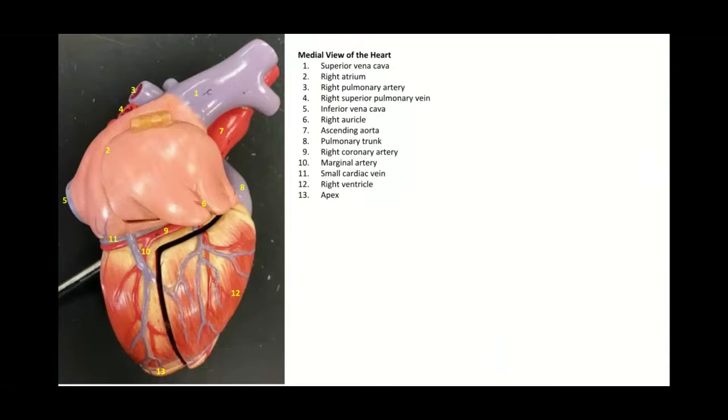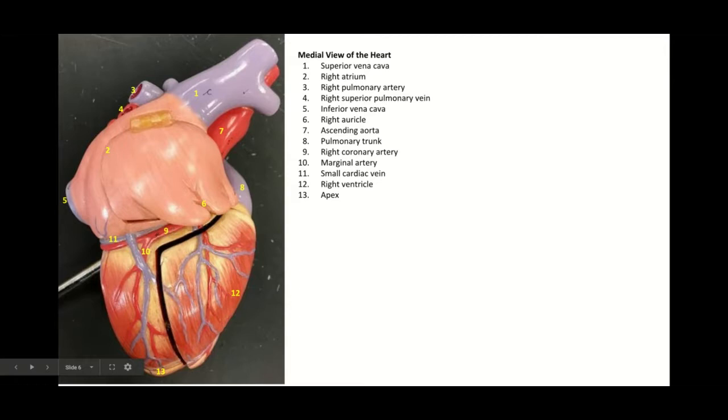And this is the right view or medial view of our heart. You can see the right atrium and right ventricle better in this picture. Number 2 is your right atrium. Number 6 is the right auricle, which is attached to our right atrium. Number 1 is superior vena cava, and number 5 is the inferior vena cava. Number 12 is your right ventricle, and number 13 is the apex of your heart.